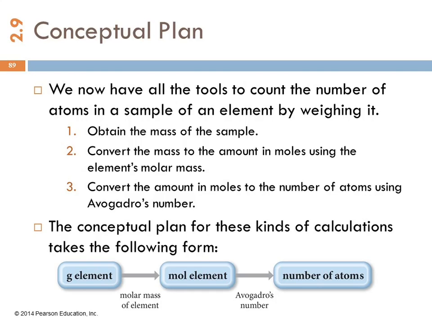So we can count atoms by weighing in this manner. We've got the mass. We can convert the mass to the amount in moles using the molar mass, and then we can convert that to the number of atoms using Avogadro's number. So grams to moles to number of atoms. That's the kind of long, drawn-out method. It works. It definitely works.